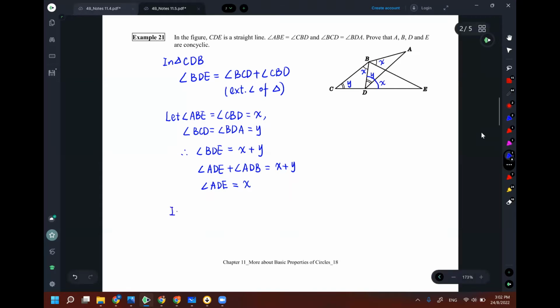That is, in the quadrilateral ABDE, angle ABE and angle ADE are both x. Therefore, A, B, D, and E are concyclic. Now here I use test 3. So the converse of angles in the same segment.